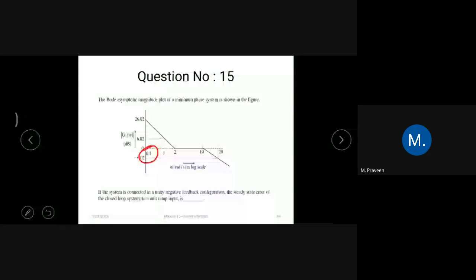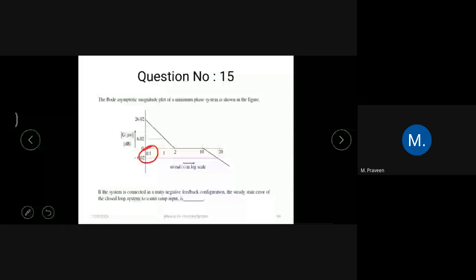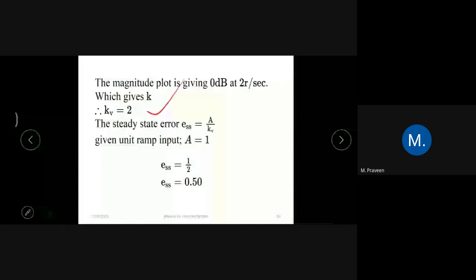When the type is 1 and the ramp input is given, I can go for Kv, that is the velocity error constant. So how to find Kv, that also is a very important one. When your Bode plot crosses the x-axis or frequency scale, at that time check the corresponding value. The corresponding value is 2, so your Kv is equal to 2. We know the formula ess is equal to 1 by Kv.